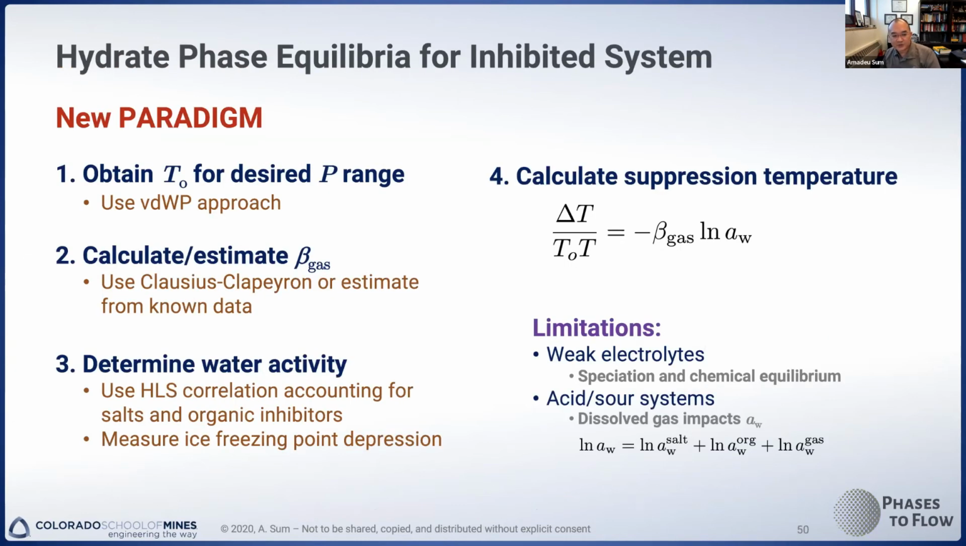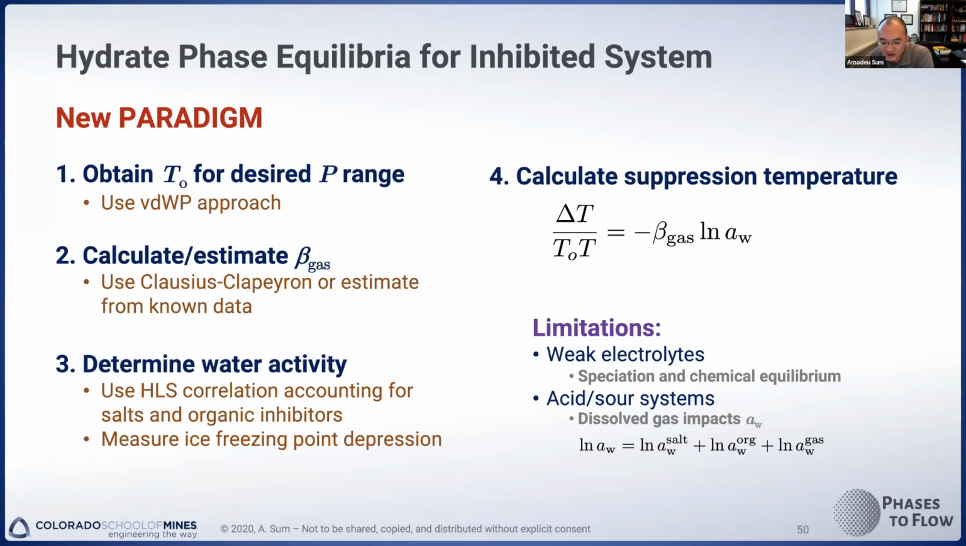And so I want to introduce a new paradigm here on how we deal with hydrate phase equilibria for inhibited systems, right? We know that the van der Waals and Platteeuw model is accurate for an uninhibited system, fresh water, and so we can use that. We can estimate that beta parameter that we require in this formulation. And then we can get the water activity very easily from either our correlation or by making a single measurement of the freezing point depression. And then we can calculate what is that suppression temperature.